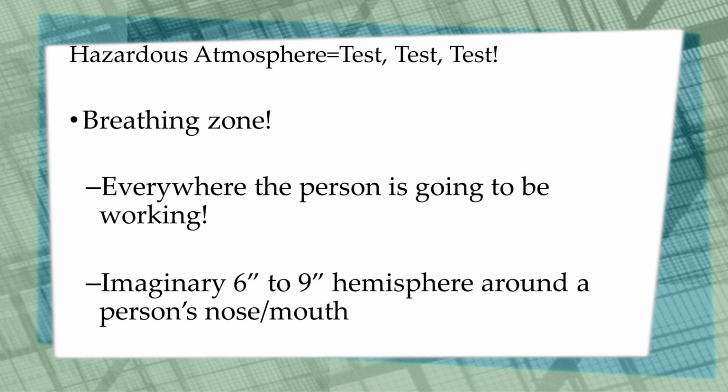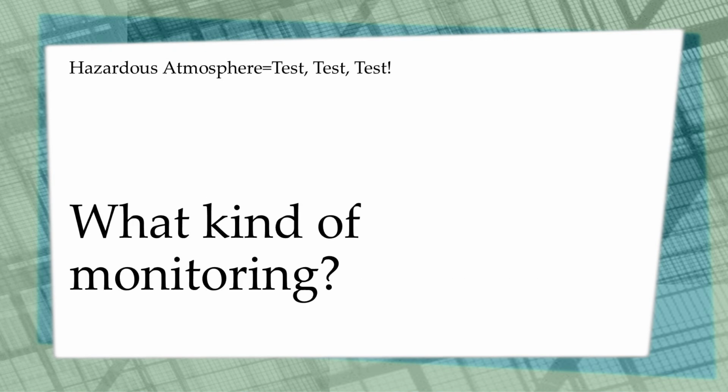And if you're actually wearing a monitor, as you should be, because we should be monitoring continuously, you want it as close on your shirt as you can get it to that imaginary 6 to 9 inch hemisphere going around a person's nose or mouth. And that's very important that we do this as accurately as we can, because that's where they are going to be.